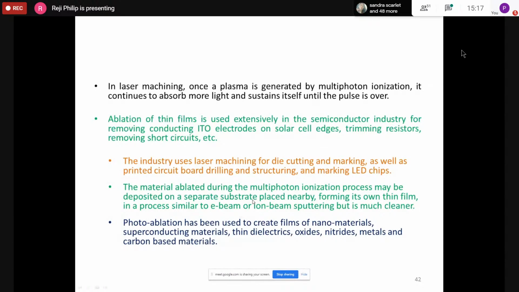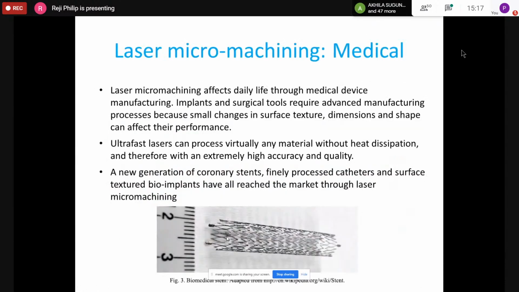And you can have a thin film formed on a nearby substrate, not really making it on the target itself. And there are various applications like creating the films of nanomaterials, superconducting materials, thin dielectrics. So all these materials in thin film technology, we have a lot of application for photoablation. So that is one part of machining. And laser micro machining has medical applications as well.